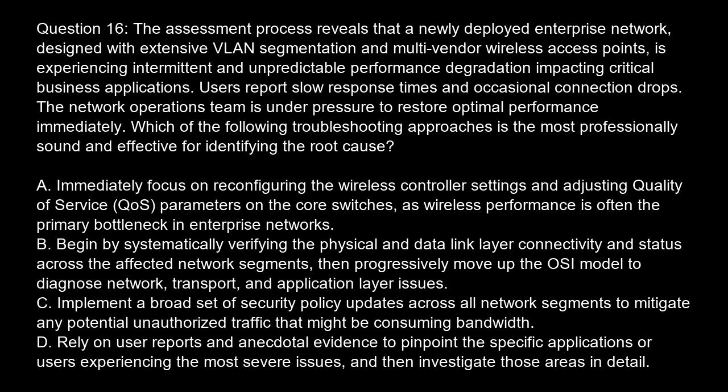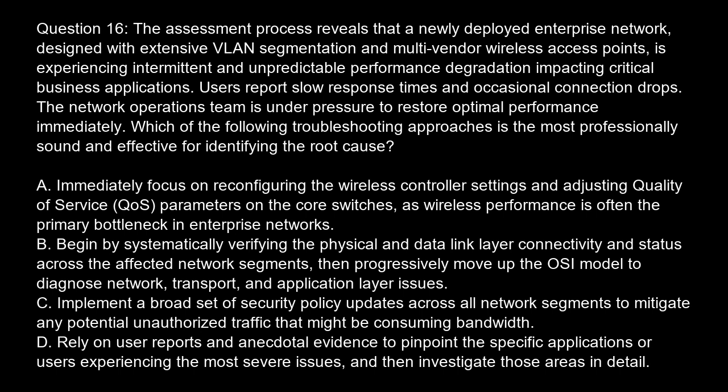Which of the following troubleshooting approaches is the most professionally sound and effective for identifying the root cause? Option A. Immediately focus on reconfiguring the wireless controller settings and adjusting quality of service (QoS) parameters on the core switches, as wireless performance is often the primary bottleneck in enterprise networks. Option B. Begin by systematically verifying the physical and data link layer connectivity and status across the affected network segments, then progressively move up the OSI model to diagnose network, transport, and application layer issues.